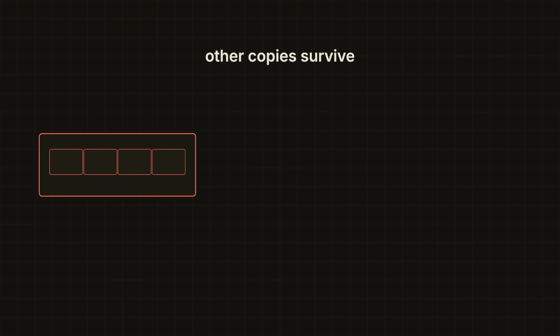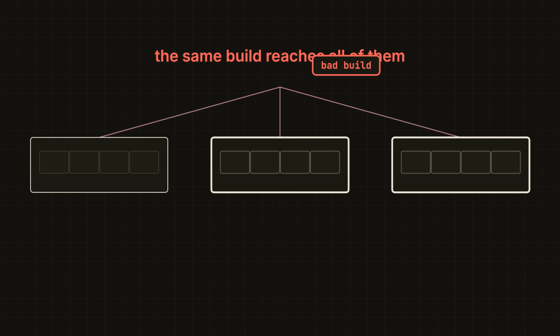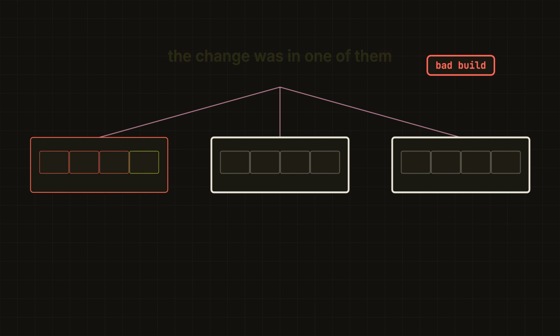The other copies may keep the system up, but inside each copy, orders and payments and search all share one failure boundary, and they share one release as well. The same build eventually reaches every copy, so one bad release can affect every module, even when the change belonged to only one of them.